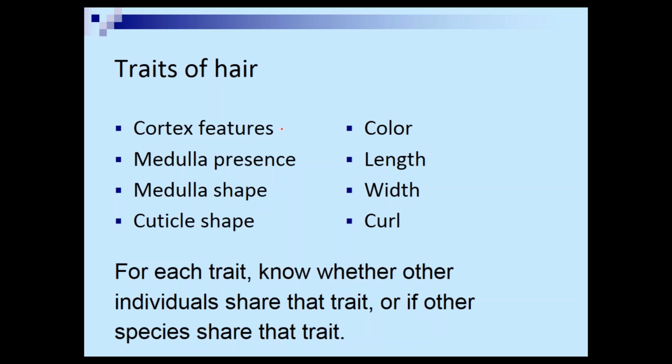Like we're going to see that if you use a compound microscope and look through the hair, it looks sort of like a pencil, and you're going to see a cortex, a medulla, and a cuticle. And the medulla will either be there or not be there, and if it is there, it has some unique shapes to it. So with hair, you can look at it both macroscopically, with the naked eye, and you can also look at it with a microscope, but you're just compiling a list of these traits.